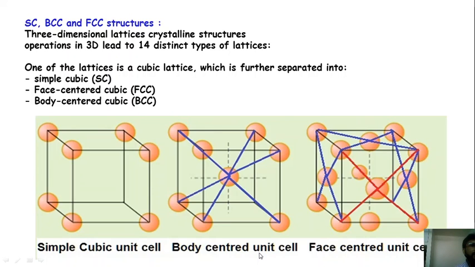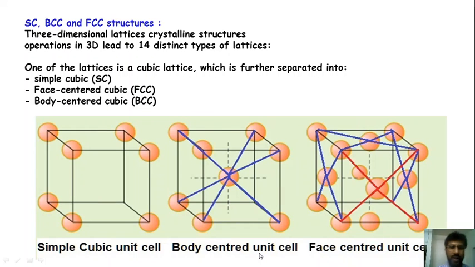The first one is the simple cubic, that is SC. The second one is the face centered cubic, that is FCC, and the third one is the body centered cubic, that is the BCC. In the case of the simple cubic structure, it is simply a unit cell in which one atom is located at every corner. So there are 8 atoms located at the corners of this unit cell, and due to that it is known as the simple cubic type of structure.